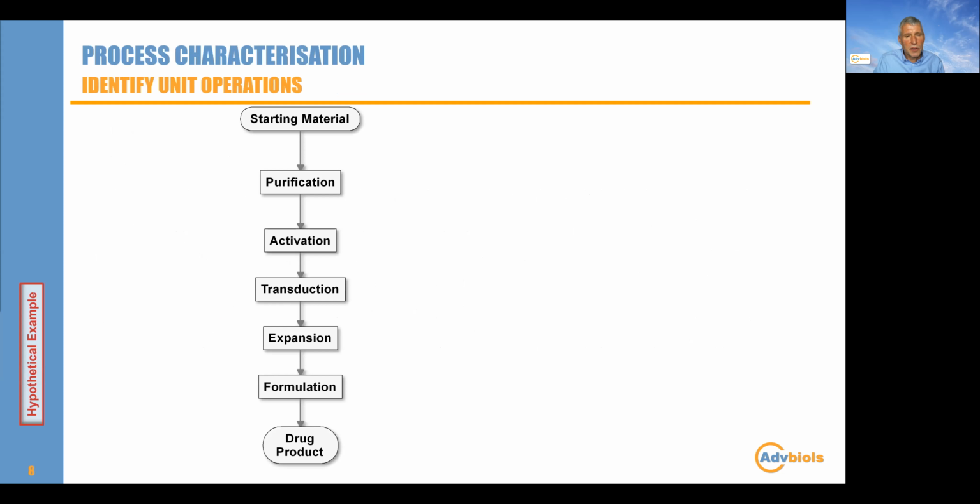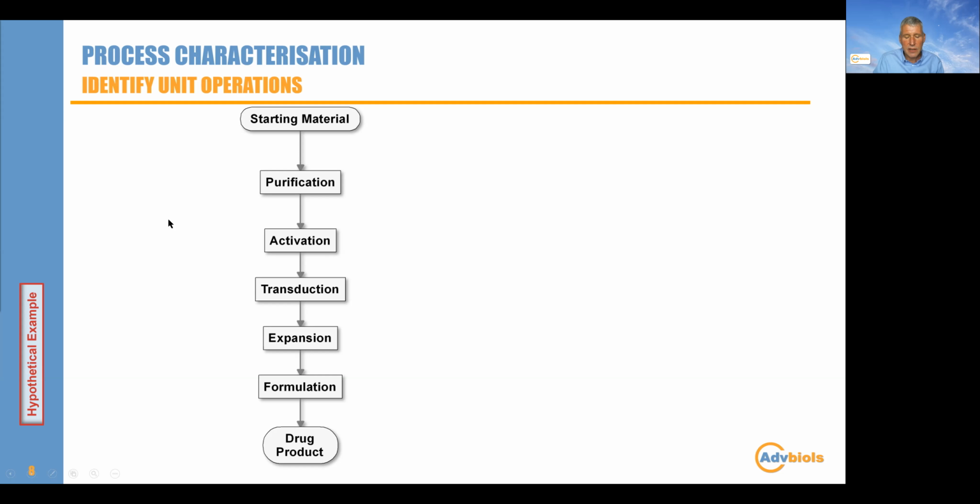So let's move on to process characterization. I think my first key lesson to say is that I've had many odd conversations about unit operations where people have described a step in the process as a unit operation. So here I have a manufacturing process: starting material, purification, activation, etc. Each of these is just a stage of manufacturing.